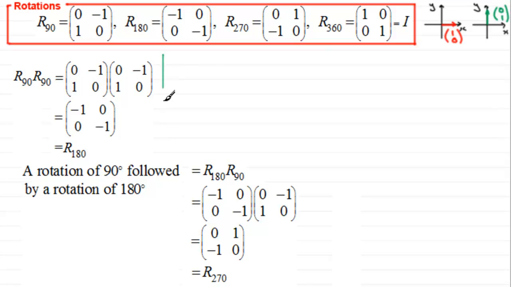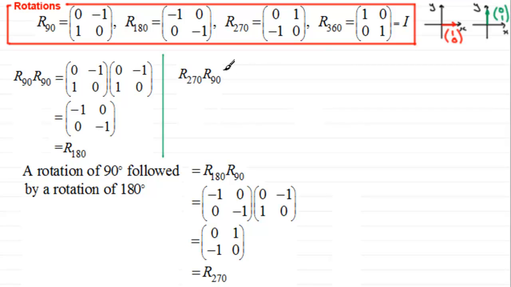Okay, we'll just come down here and border this off. This time we're going to look at a rotation of 90 degrees followed by a rotation of 270 degrees. So again, check that out, the way that we are doing this. It's the rotation of 90 degrees which comes first.